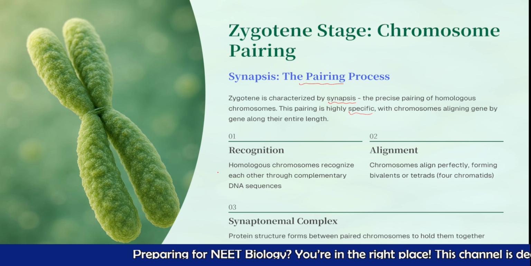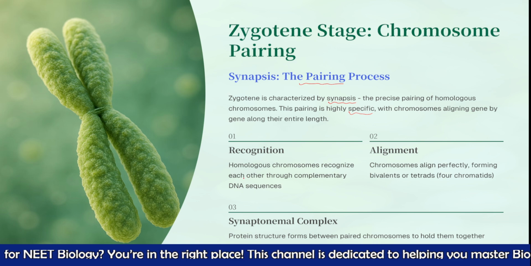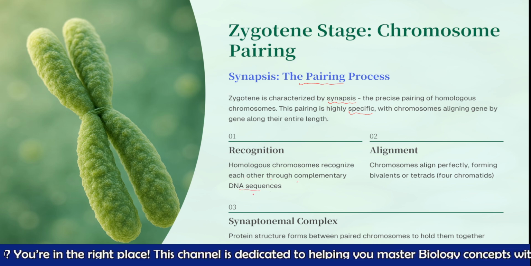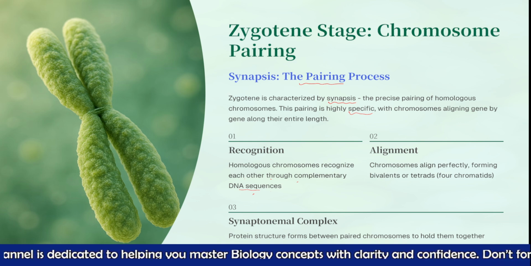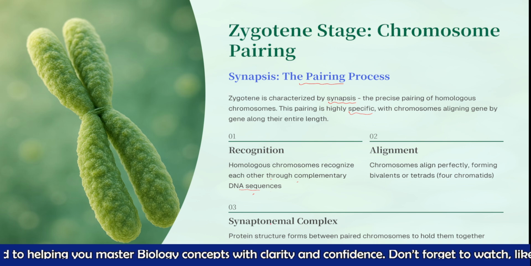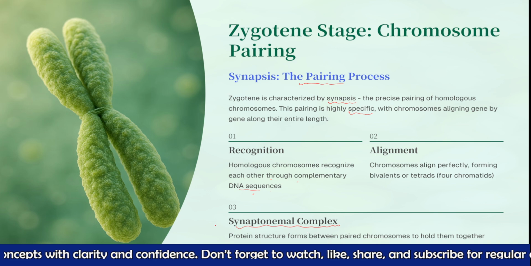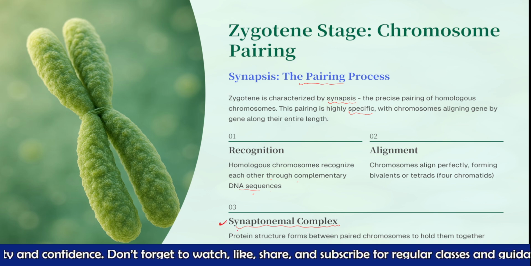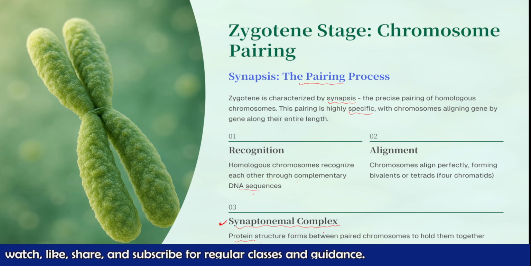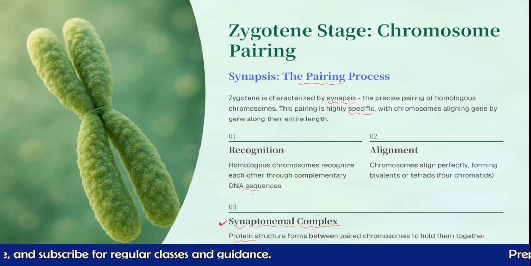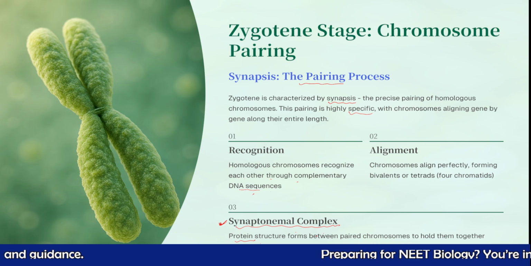For that there are different steps. Very first they recognize homologous chromosomes, recognizing each other through complementary DNA sequences. Then the homologous chromosomes should arrange in proper alignment, and then the pairing, which is due to a specific protein structure called the synaptonemal complex. This term is important. What is the synaptonemal complex? It is a protein structure helping the pairing of homologous chromosomes. So in the zygotene stage, we can see the synaptonemal complex due to which pairing takes place. Okay, clear?